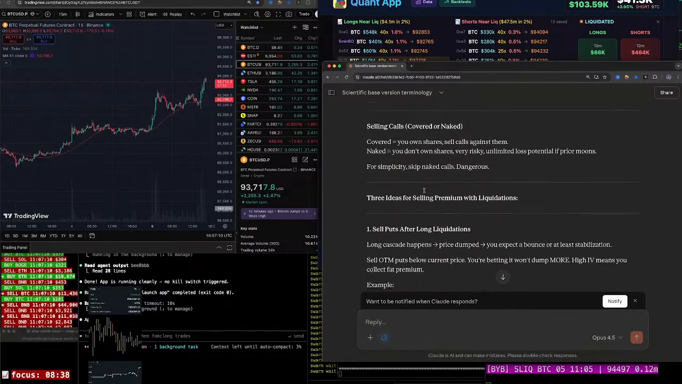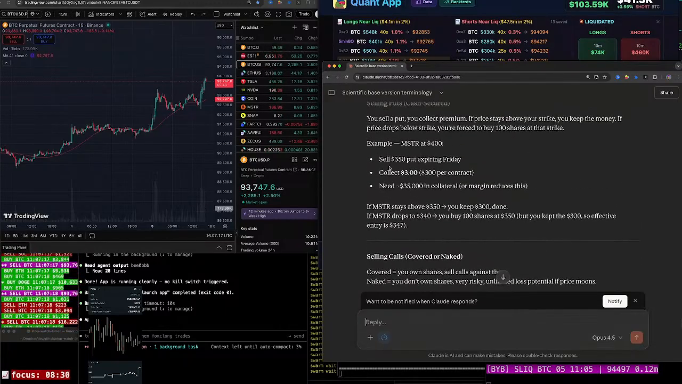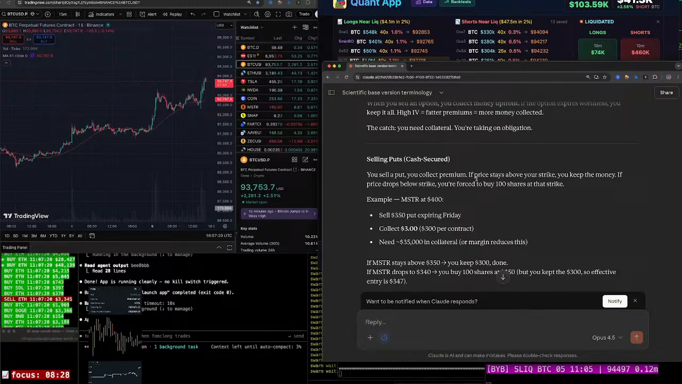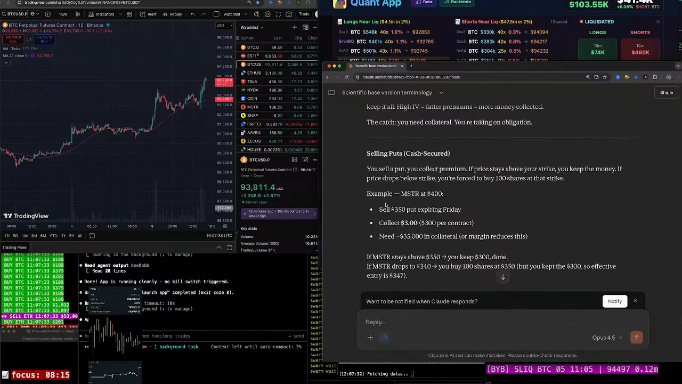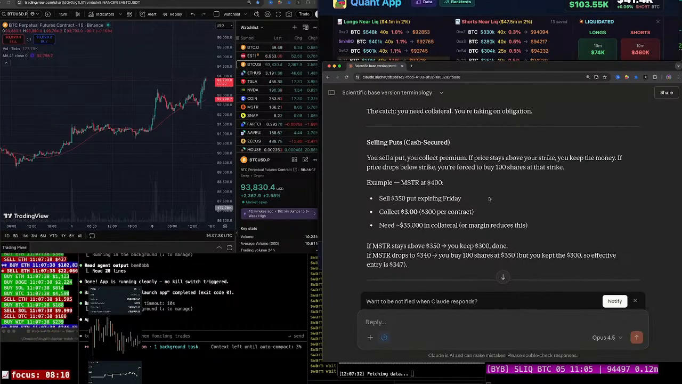Okay. Three ideas for selling premium with liquidations here. Sell puts after long liquidations. Because if you sell a put, you collect premium. If price stays above your strike, you keep the money. If price drops below your strike, you're forced to buy 100 shares at that strike, because you're basically saying, I'm going to buy this later, but give me the cash now. Right? Sell a 350 put expiring Friday. Collect $3. Need 35,000 in collateral because you're buying 100 shares.